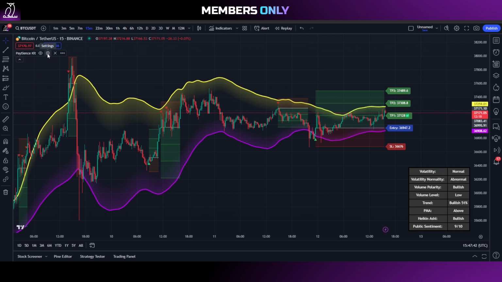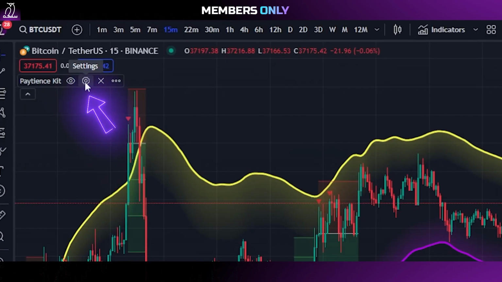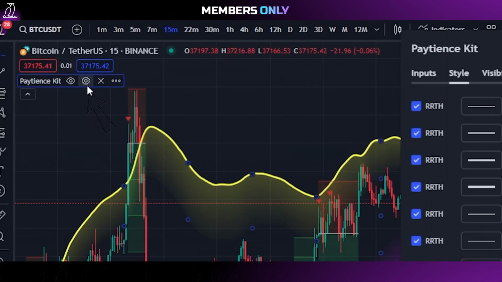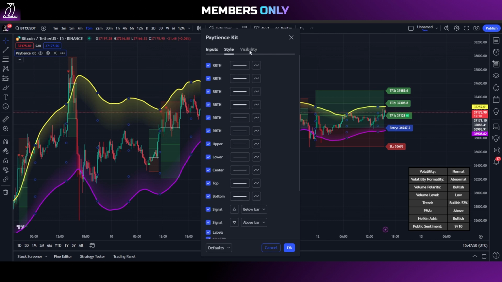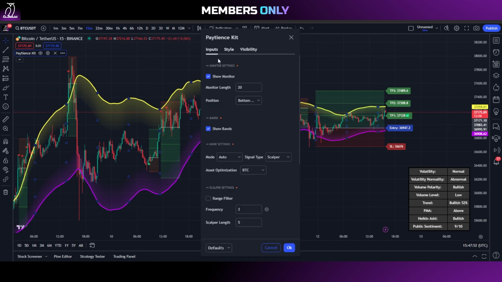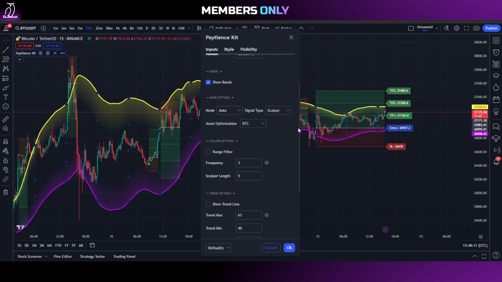Now the next thing is we're going to go through some of the settings right here. We have the inputs tab, the style tab, and the visibility tab. We're going to start with the inputs tab. The monitor settings is for our Paytience monitor in the bottom right corner. We will have a dedicated tutorial on how to use this as well. So we're going to turn that off right now because we're not going to use it or discuss it in this tutorial. This is about the Paytience Kit.